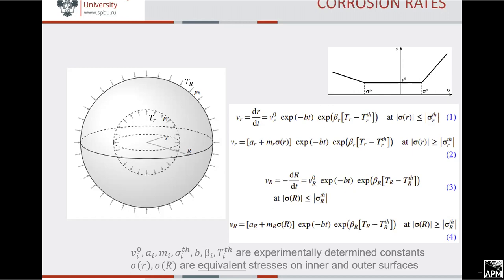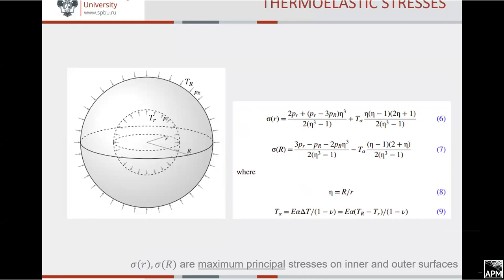And what is the equivalent stress? Different authors use different stresses as the equivalent one, but it was shown in experimental data that the best correspondence with experiments we have when we use the maximum principal stress as the equivalent one. So we are going to use these maximum principal stresses on the inside and outside surfaces of our thick spherical vessel. These maximum principal stresses, we consider thermoelastic stresses.